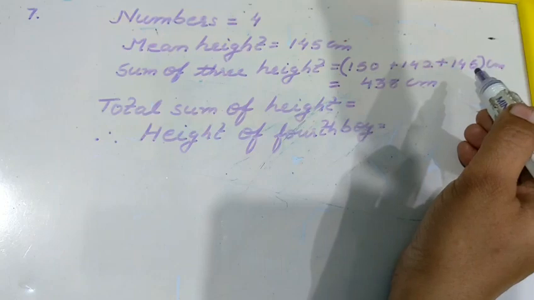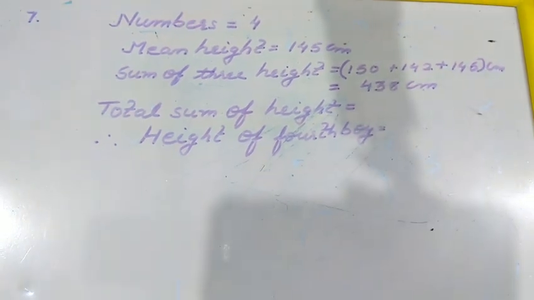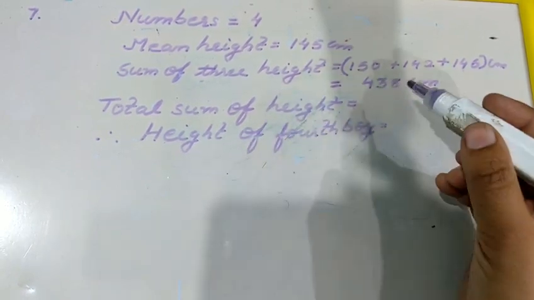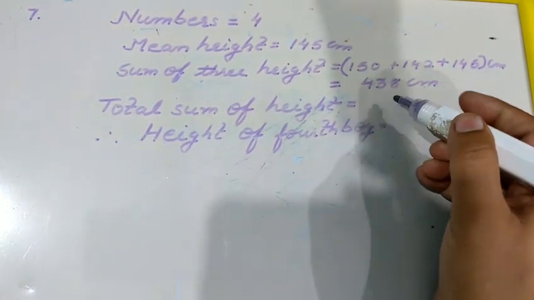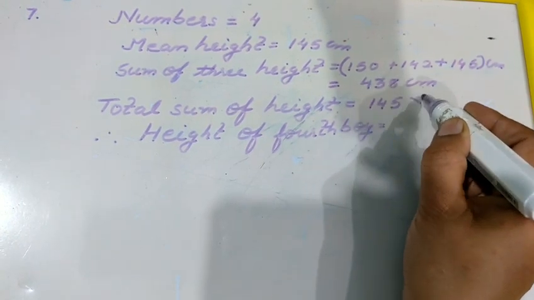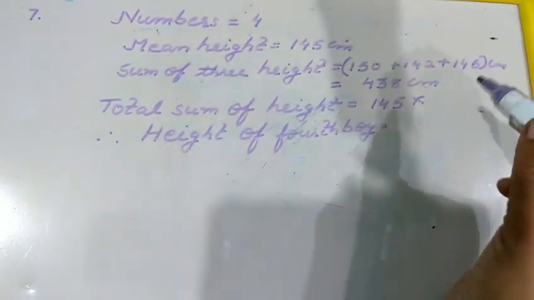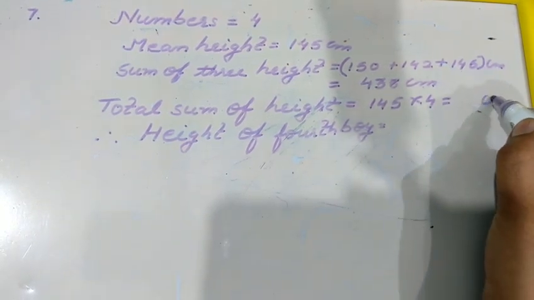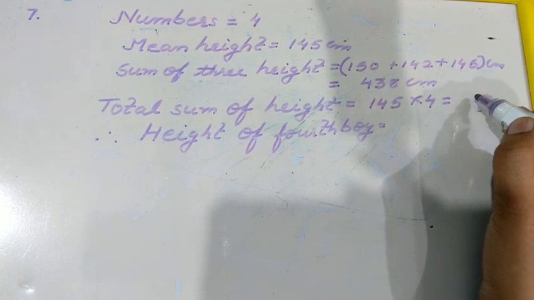And question is find the height of 4th boy. So first let us find the total sum of the height. Total sum of observation is mean into numbers. Mean is 145 into the numbers. Numbers means number of observation, that is 4. So find the product. 4 5 is 20. 4 4 is 16 plus 2, 18.